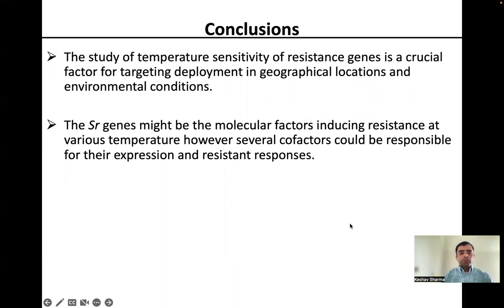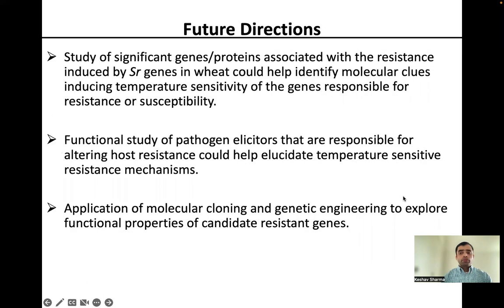The SR genes might be the molecular factors inducing resistance at high temperature. However, there could be several genes or several cofactors equally responsible for the expression and resistant responses. So the future direction is the study of significant genes and proteins associated with the resistance induced by SR genes in wheat, which could help identify the molecular clues inducing temperature sensitivity of the genes responsible for resistance or susceptibility.